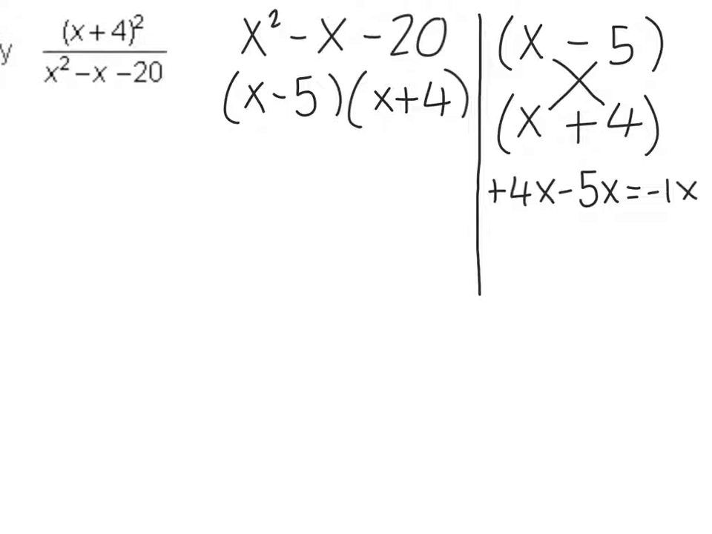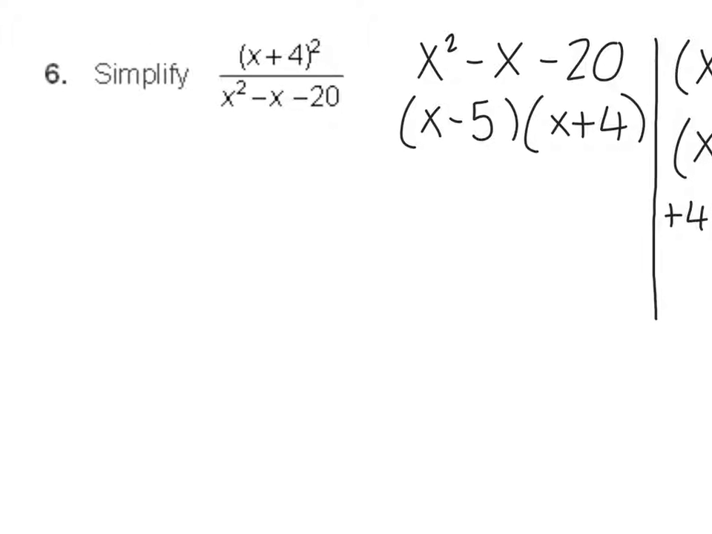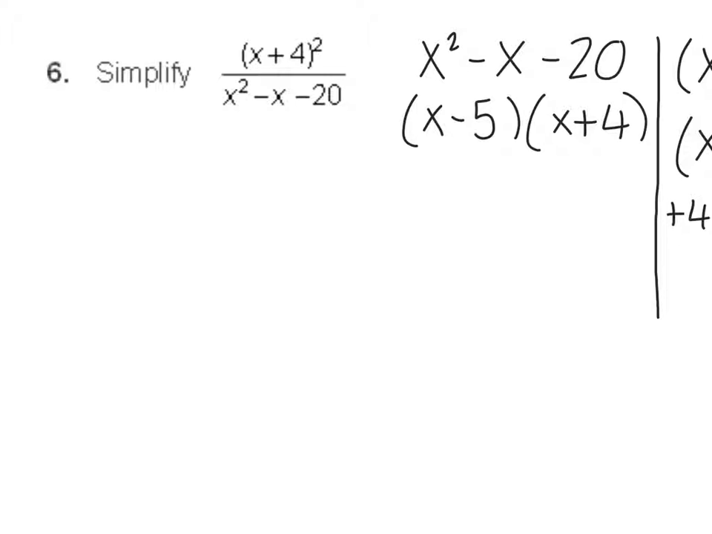So this is just a working section for our original question, which was to simplify this fraction. So we'll write down the next line of working for our fraction. On the numerator we had x plus 4 squared. So if we want, we can write that out as x plus 4 multiplied by itself.